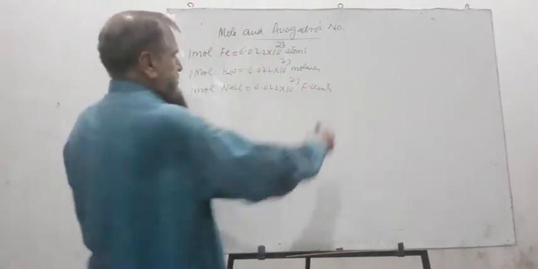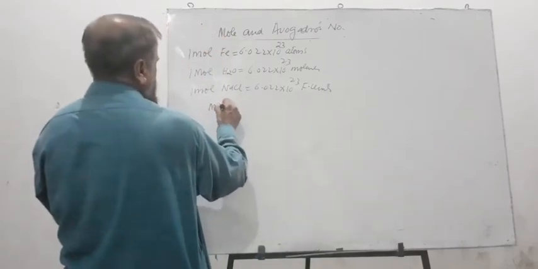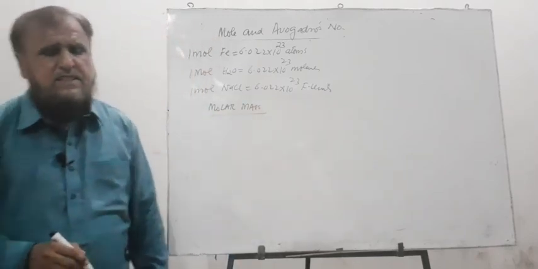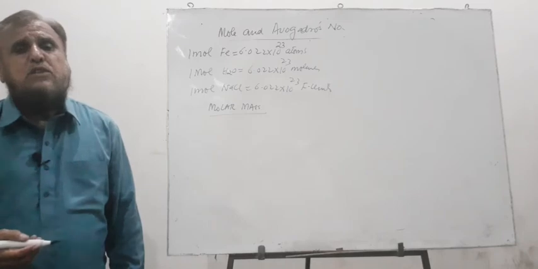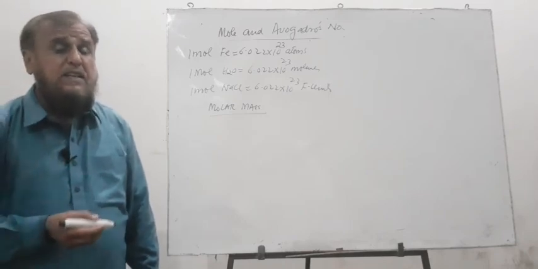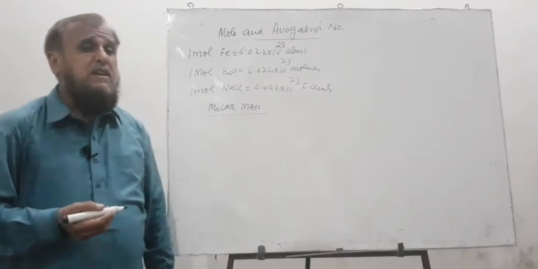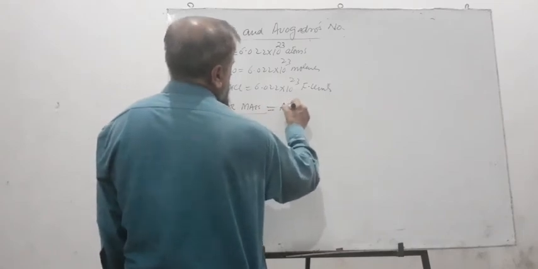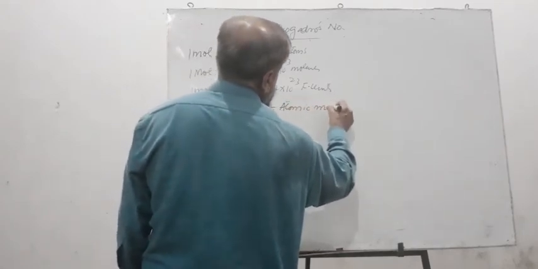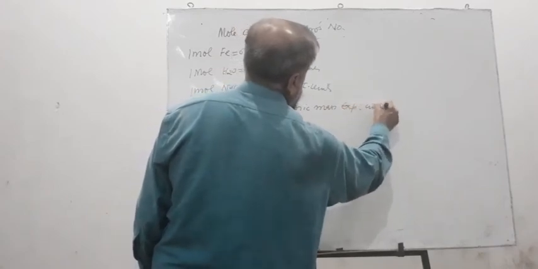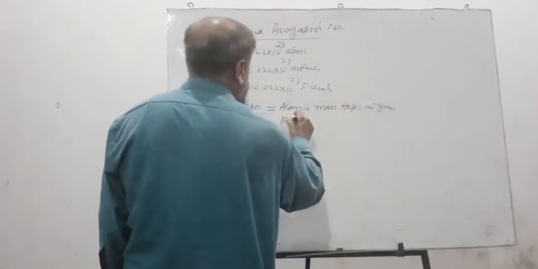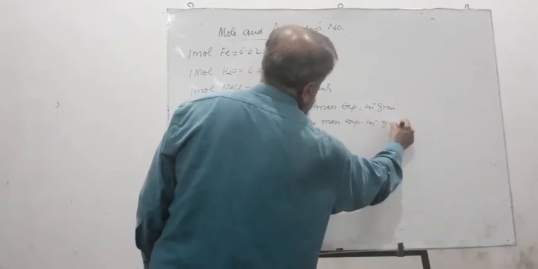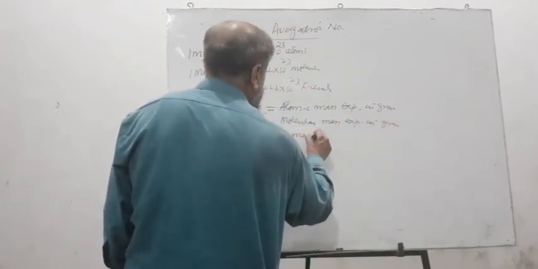Now we use another term which is called molar mass. What is meant by the molar mass of a substance? Molar mass may be defined as the mass occupied by 1 mole of any substance. Molar mass is equal to atomic weight, atomic mass expressed in grams, or molecular weight, molecular mass expressed in grams, or formula mass expressed in grams.